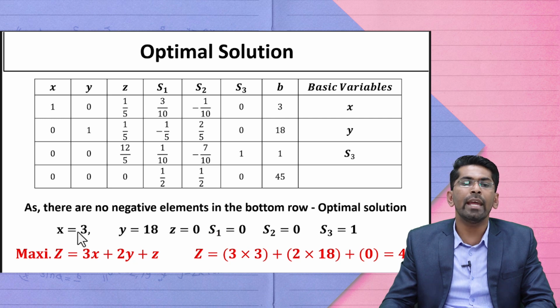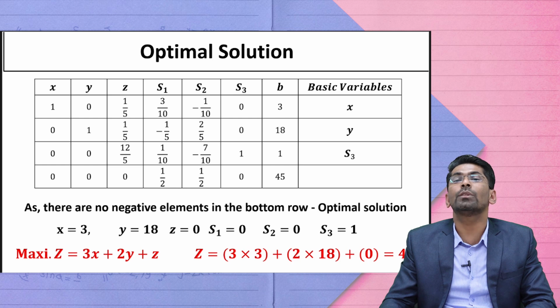So here, by taking x is equal to 3, y is equal to 18 and z is equal to 0, we are going to substitute in the objective function. Then it will become 3 into 3 plus 2 into 18 plus z, which is equal to 0. If you solve it, it is equal to 45. See here that 45 also came in the table. Then we can say that we have an optimal solution here, and the value of x is equal to 3, the value of y is equal to 18, z is equal to 0, s1 is equal to 0, s2 is equal to 0 and s3 is equal to 1.